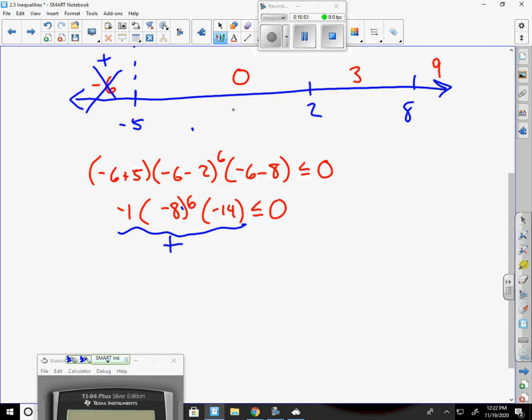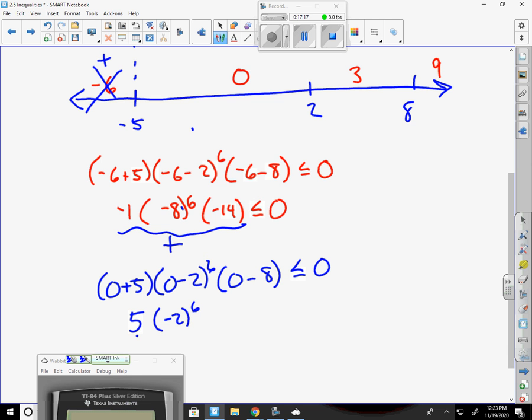If I look at the area between negative 5 and 2, I'm going to do the same thing. 0 plus 5, 0 minus 2 to the 6th power, 0 minus 8. Positive 5, negative 2 to the 6th power, that would become positive, and this one is negative. Positive times negative gives me a negative number. So everything between here and here is going to be negative.